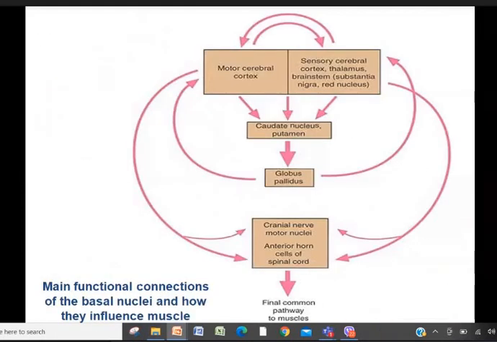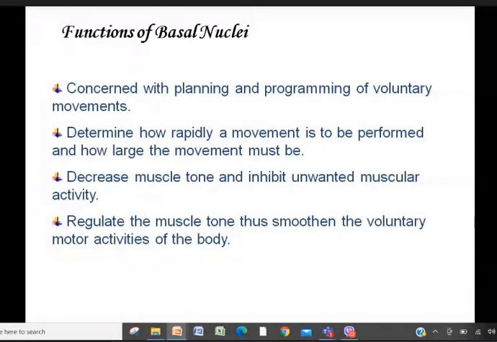So these are all connected functions. You have to study them. So sometimes we lack the functions. It is concerned with the planning and the programming of the voluntary movement, and it determines how rapidly movement is performed and how large the movement must be. It regulates the muscle tone and smooths the voluntary movement of the body.